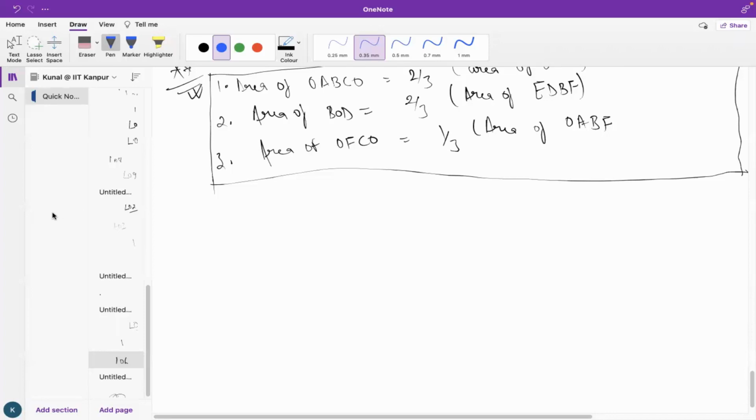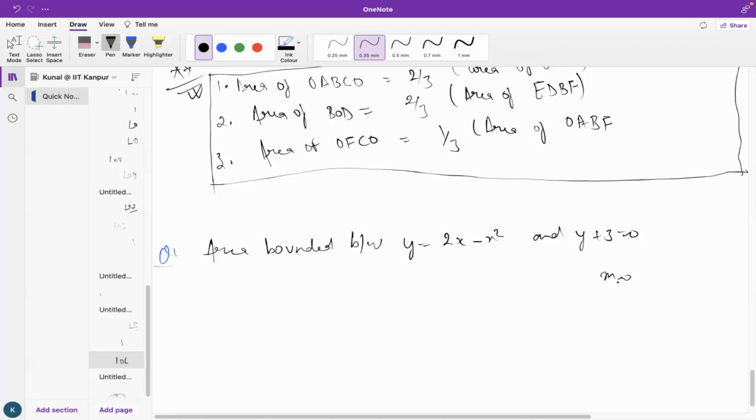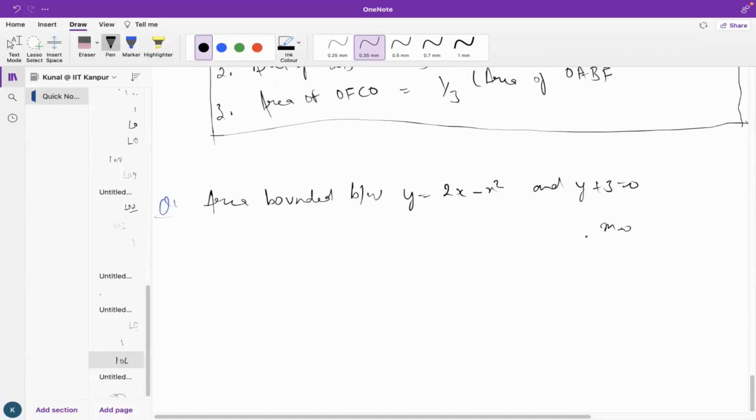So our question is nothing but area bounded between y is equal to 2x minus x square and y plus 3 is equal to 0, right? And there is some slope is equal to 0, right? So what you have to do, first draw the figure. So let me draw the figure here, and then we are using the triangle form, right?